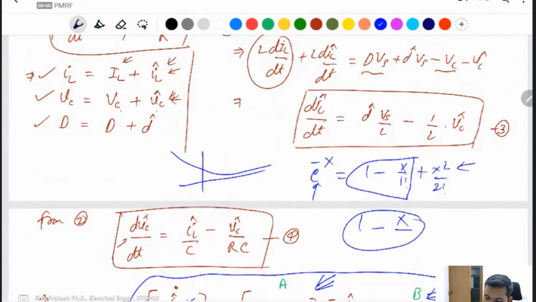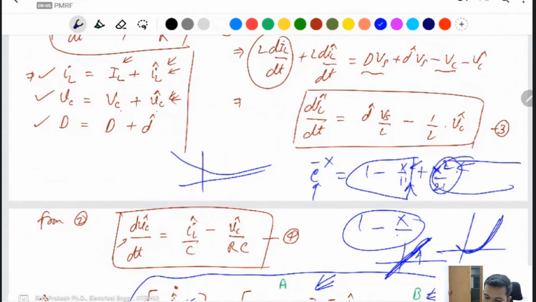If you have an x square term, then x square is non-linear. But x is a linear term. So take only the first order term, only the x term, not x square. Leave all the other terms.